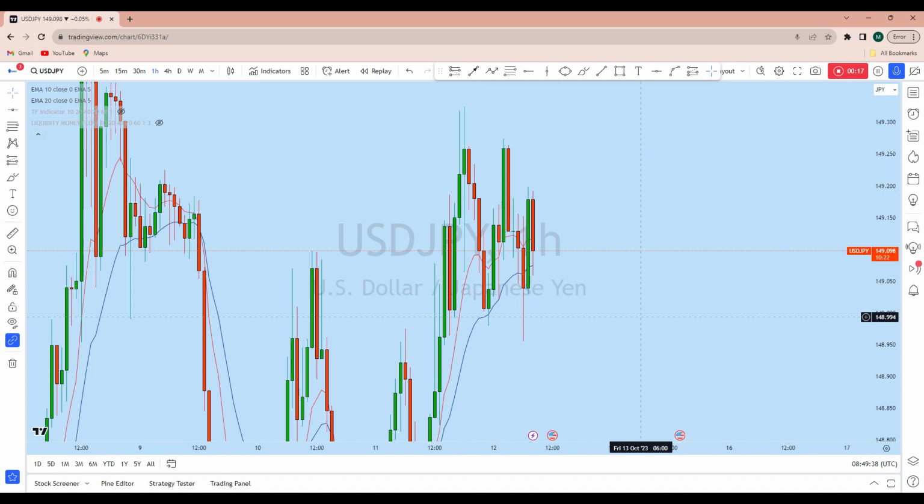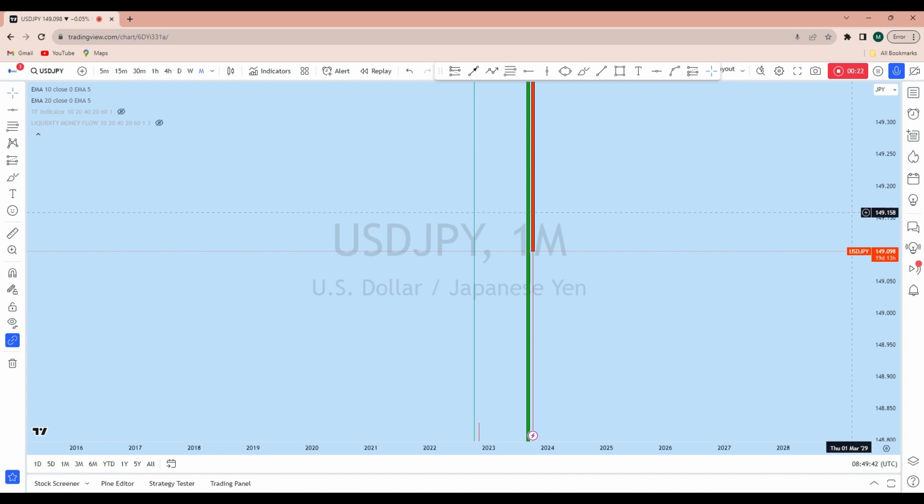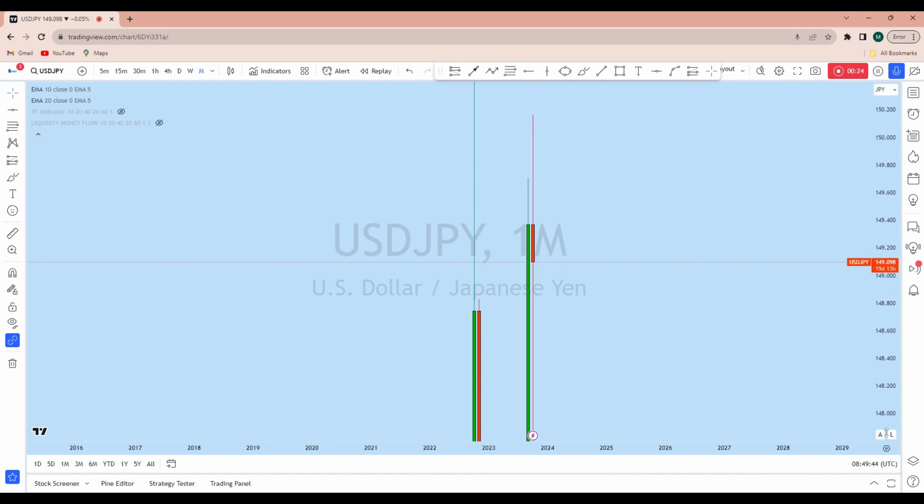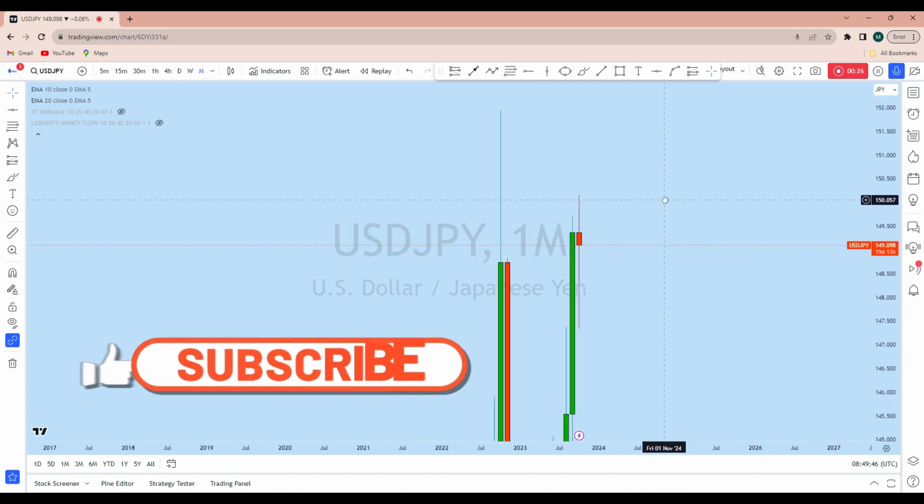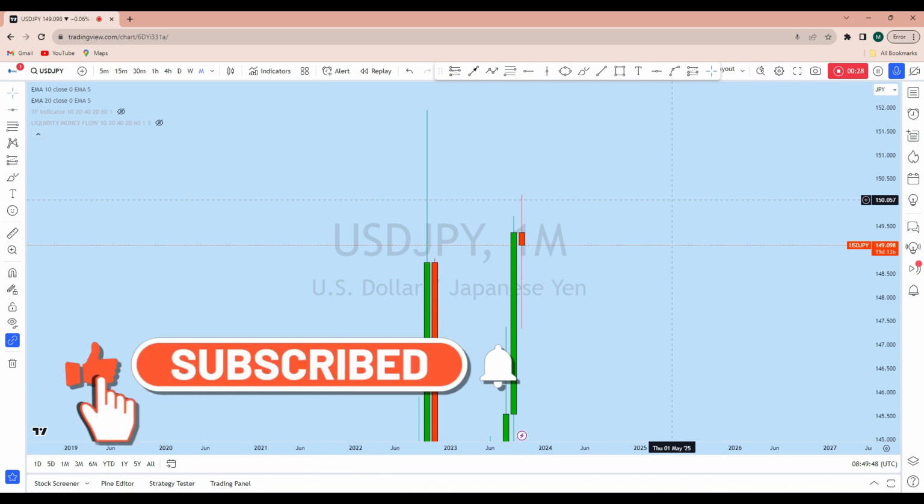Now before we discuss how we can trade, first let's look at the bigger picture, looking at the monthly time frame to see the overall direction in the market. From the monthly we can see that dollar yen is in a long term bullish market.